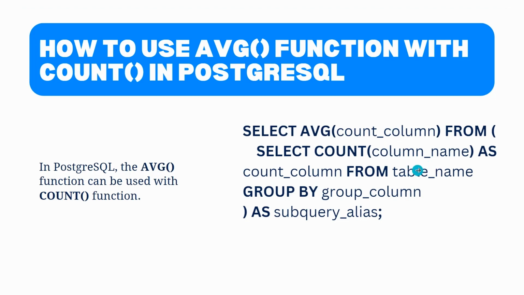Table name refers to the name of the table containing the data, and group column refers to the column by which we want to group the resultant data. Let's see with an example how we can use an average function with a count function.